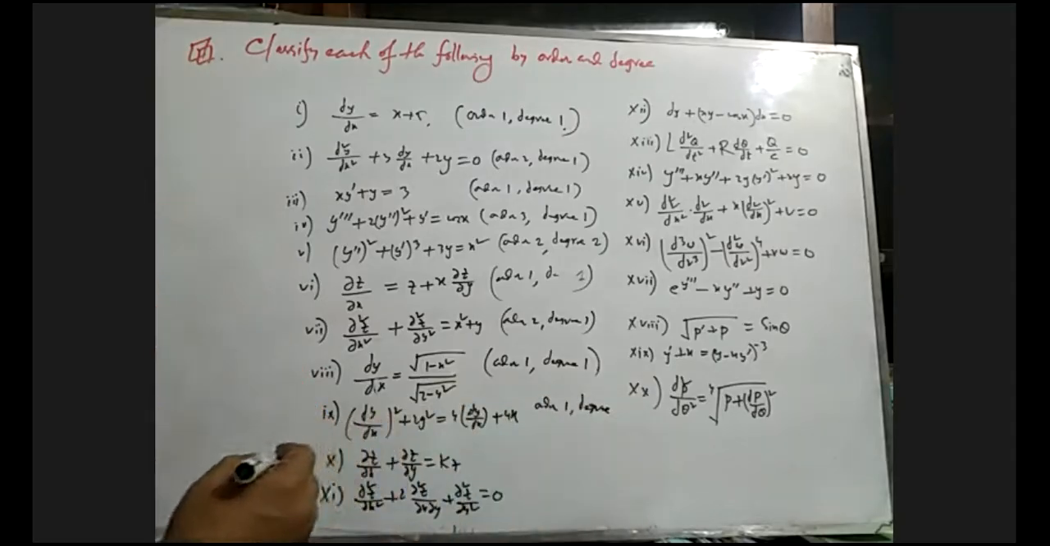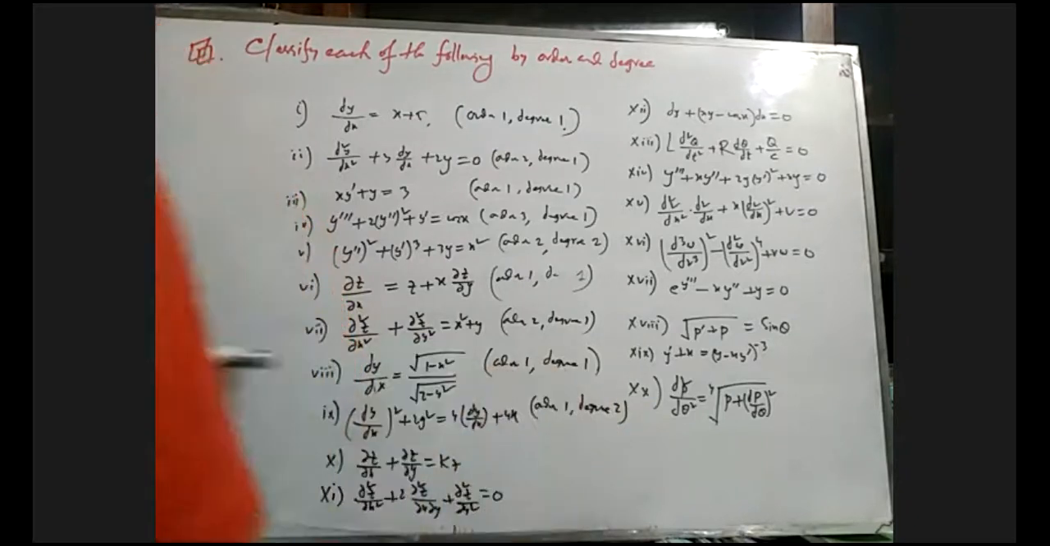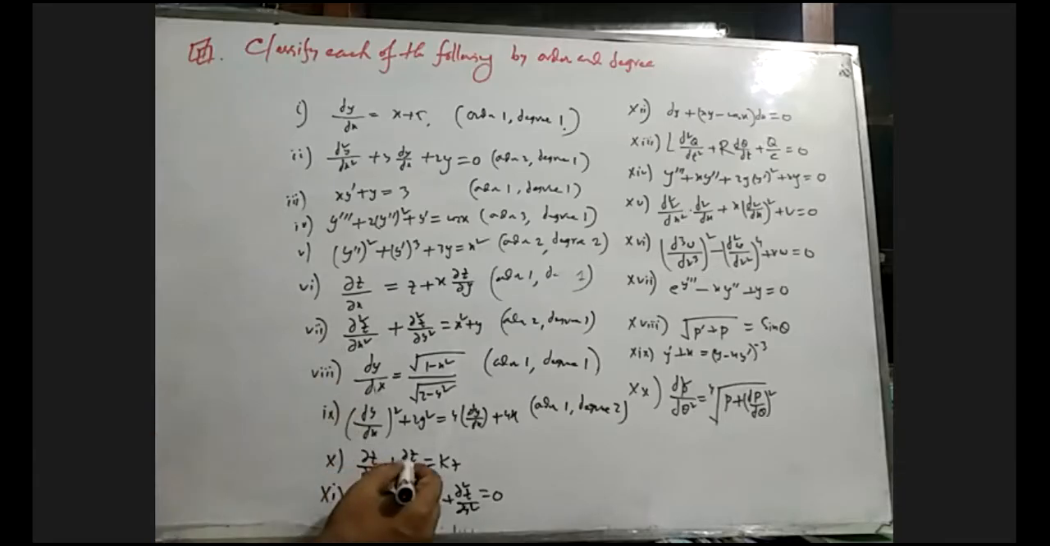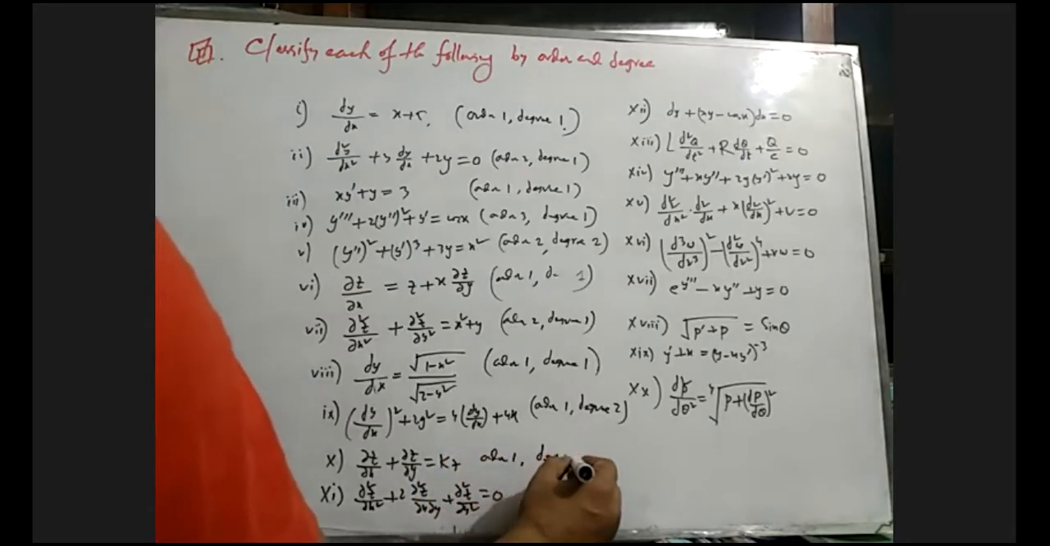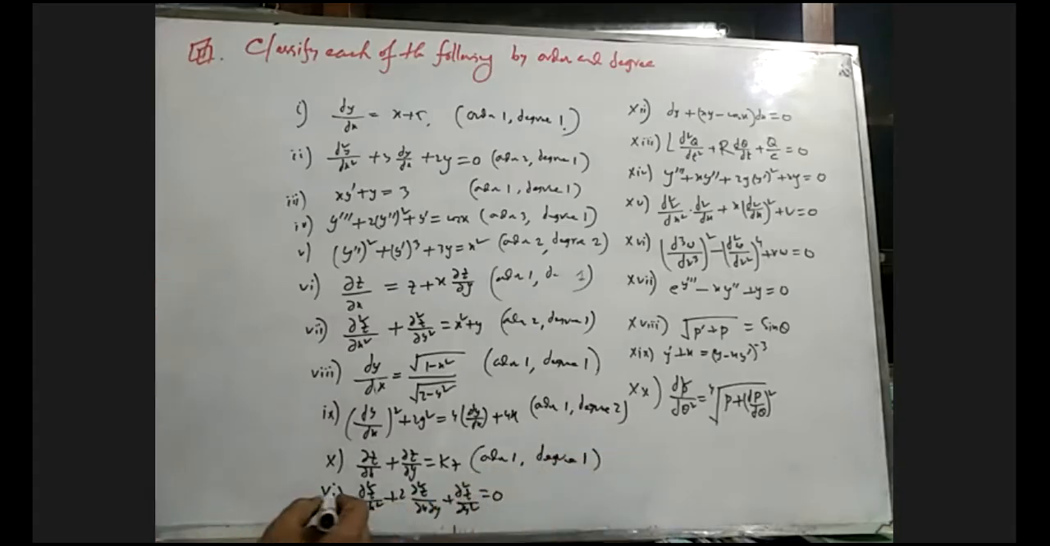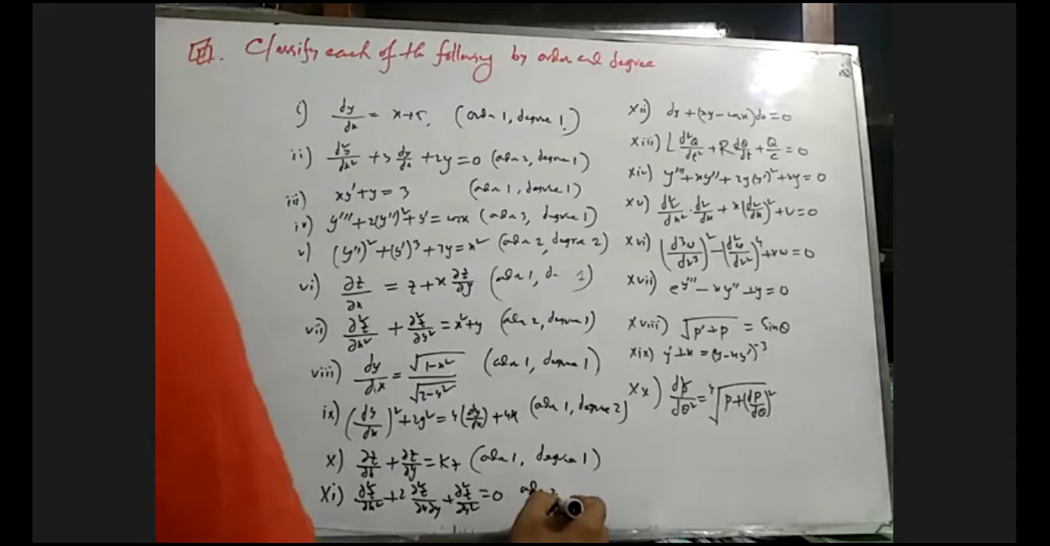Order 1, and degree will be 2. Now this one has a single derivative. This is why order will be 1 and degree also 1. And in the last, that means 11th, the highest derivative is 2. This is why order will be 2, and degree will be 1.